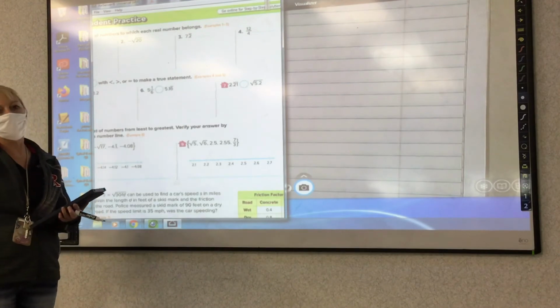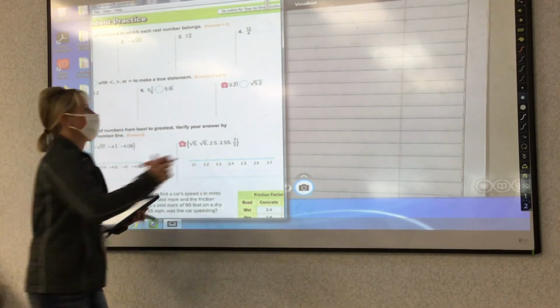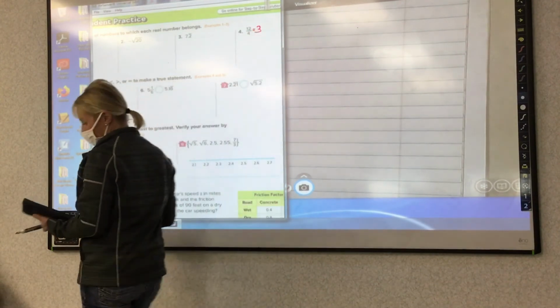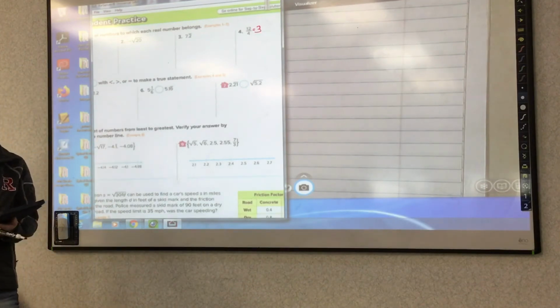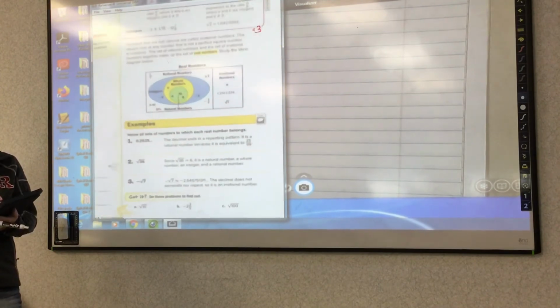My last one is 12/4. What is 12/4 really? What does it equal? 3. So you need to say what it equals. So if it really equals 3, we need to go back to our chart.